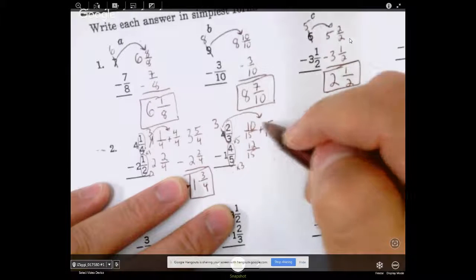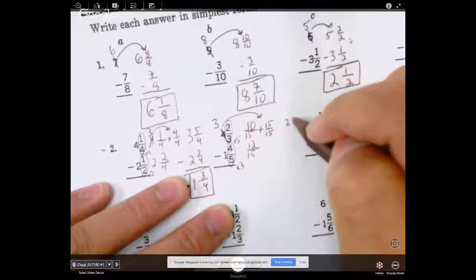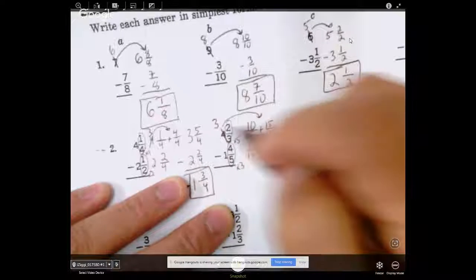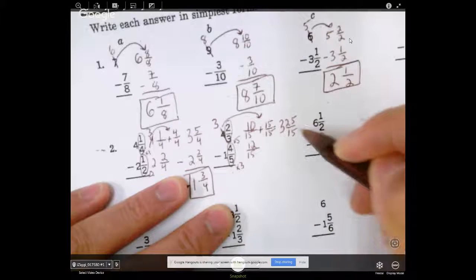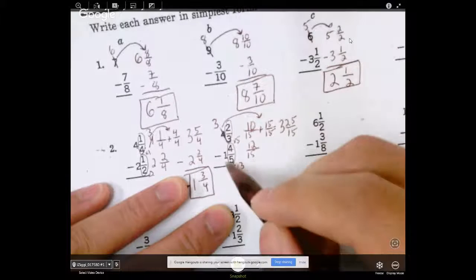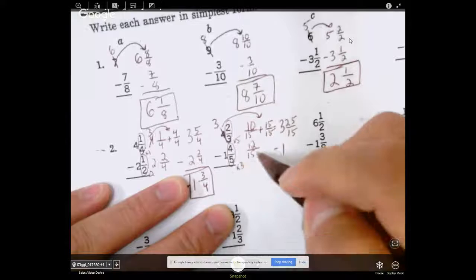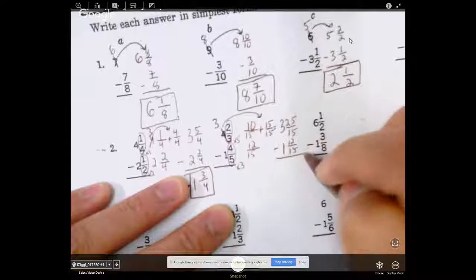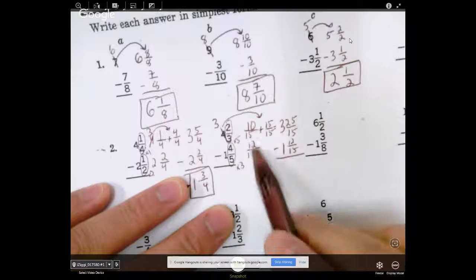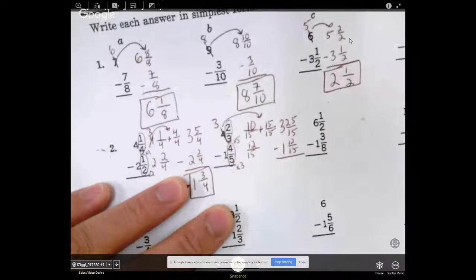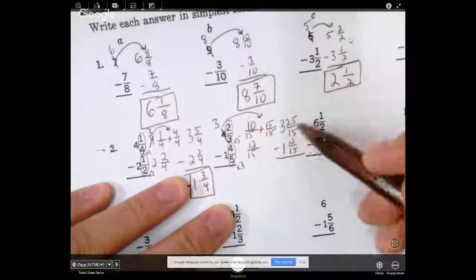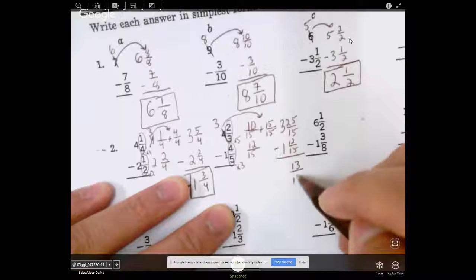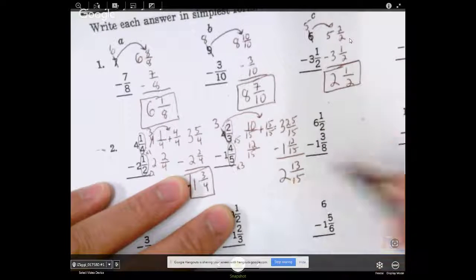10 plus 15 is 25. Okay, 25 over 15. And now I have a 3 over here, 3 and 25 over 15. And this was minus 1 and 12/15. Okay, so there's the 1 still there. And then I changed this to 12/15, so it's going to stay 12/15. Now I'm going to do 25 minus 12, which is 13. 15 stays. 3 minus 1 is 2.